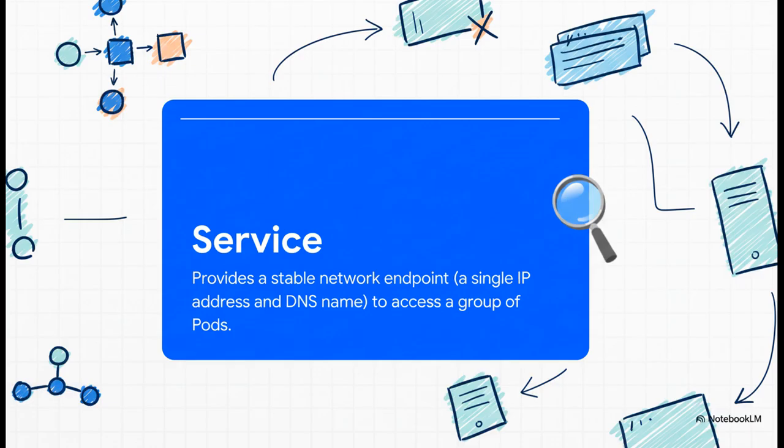A service gives you a single, stable IP address and a DNS name that never, ever changes. It sits in front of a group of pods and basically acts like an internal load balancer. Your other apps talk to the service, and the service automatically sends the traffic to a healthy pod, no matter how many times those pods get replaced or what their new IPs are.